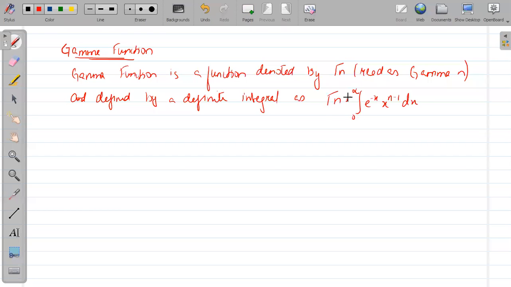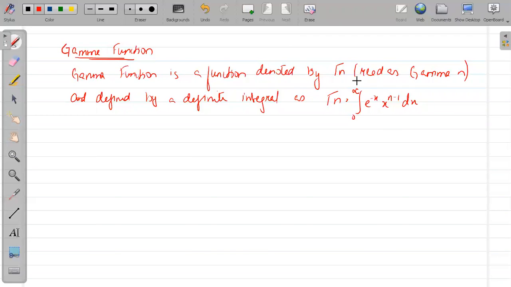So here this is a function of n. This gamma is a function of n. It is not a function of x. Here in place of x, p, r, t, whatever you put, the limiting variable is x, and it is going from 0 to infinity. That is okay, fine. So if you change the value of n, this value will be changed.